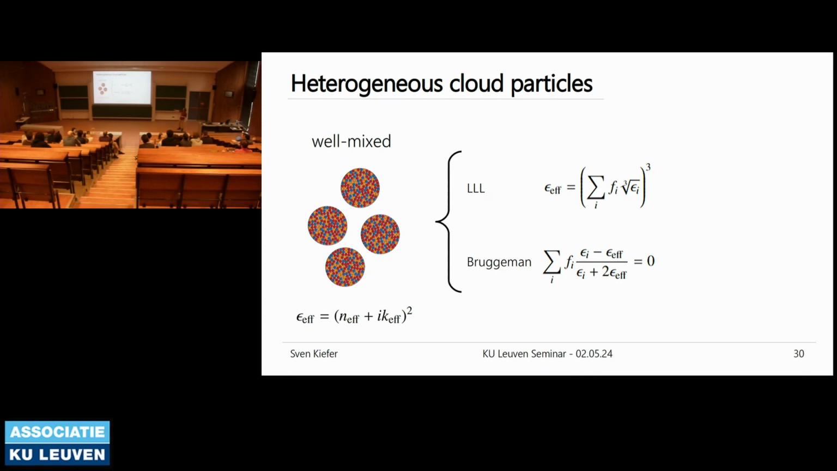As you can see, LLL has an analytic solution. Bruggemann is a bit more complicated and actually needs a minimization algorithm to be solved. But in the end, they were derived very similarly. But as I will show you later, unfortunately, that does not mean they're producing exactly the same results.